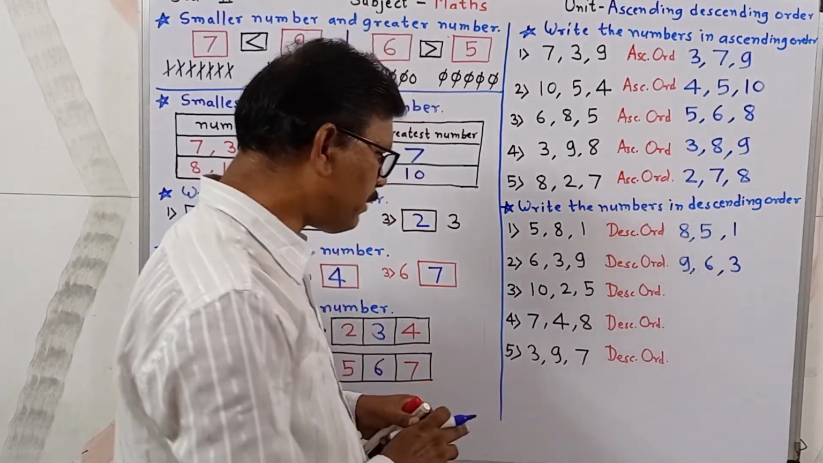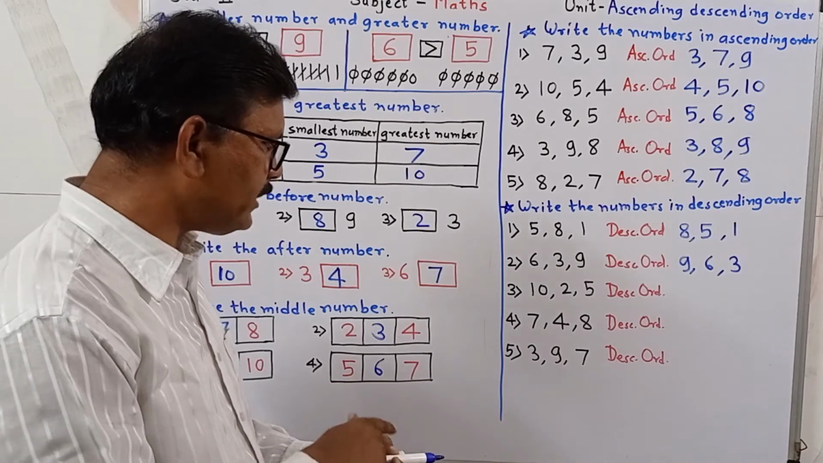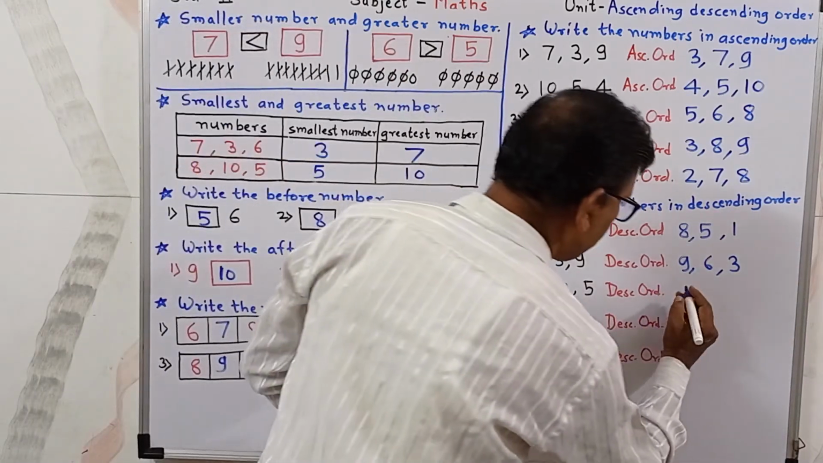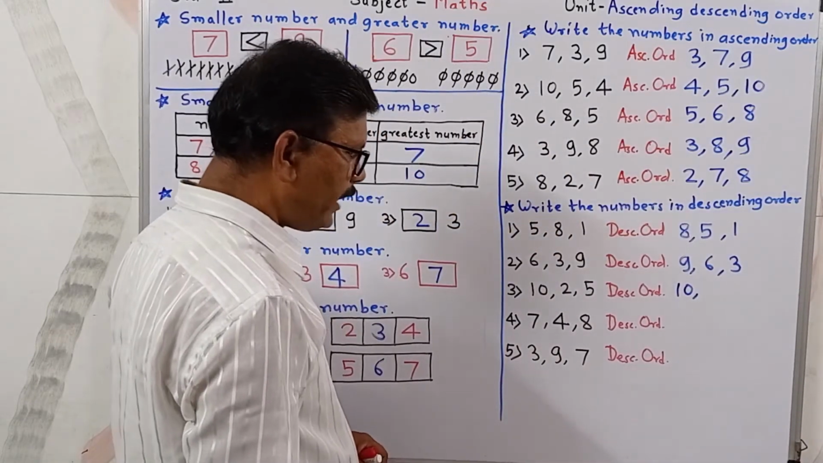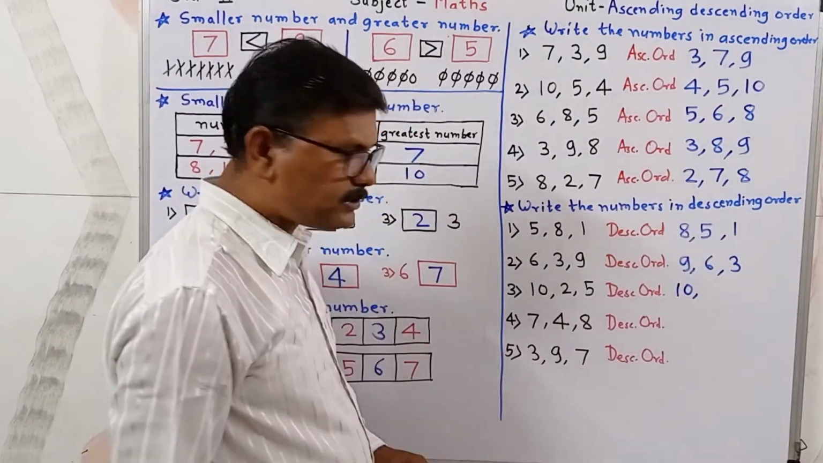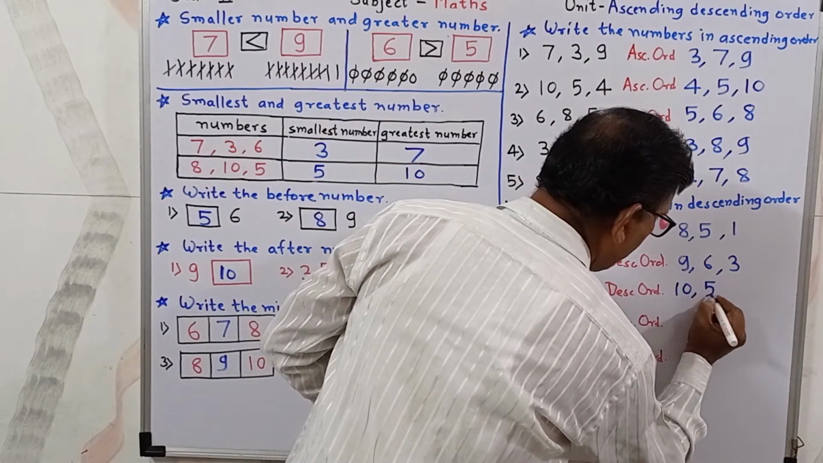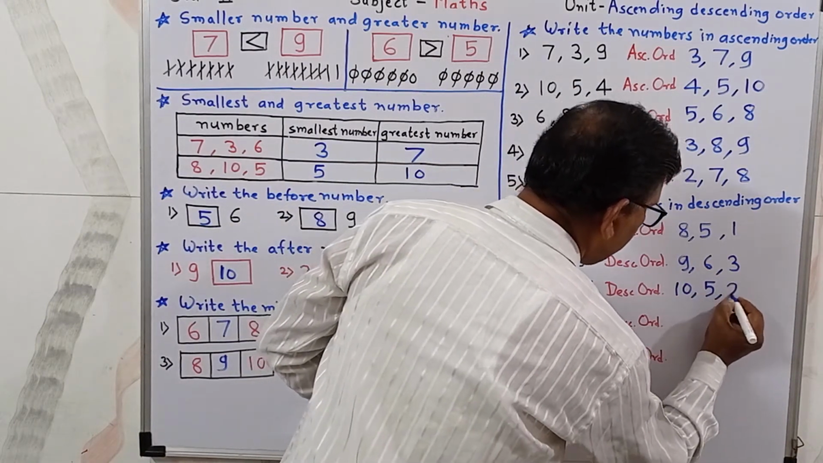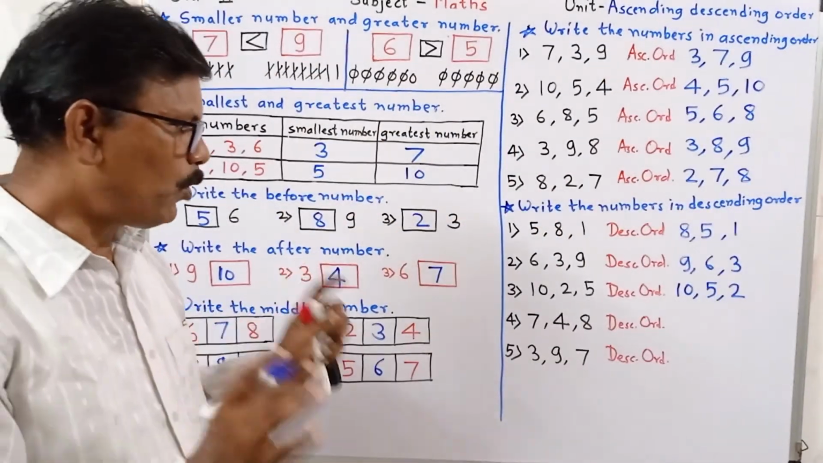Which is the greatest number? 1, 2, 3, 4, 5, 6, 7, 8, 9, 10. 10 is the greatest number. We know. Okay. And 2 is the smallest number. Which remains? 5. So we have to write 5 here. Then last we must write the smallest number.